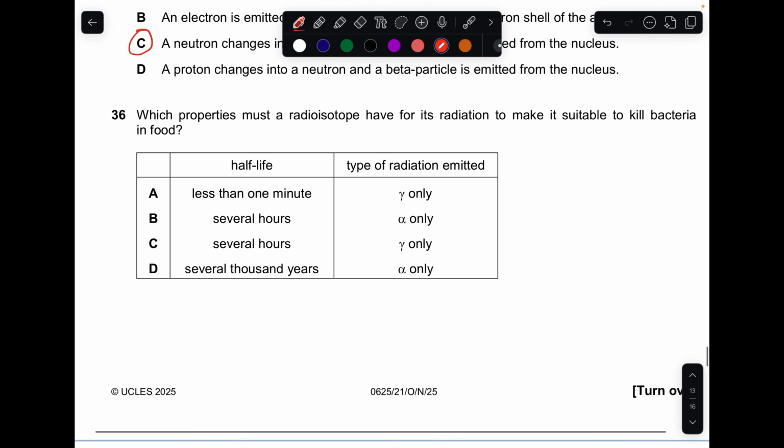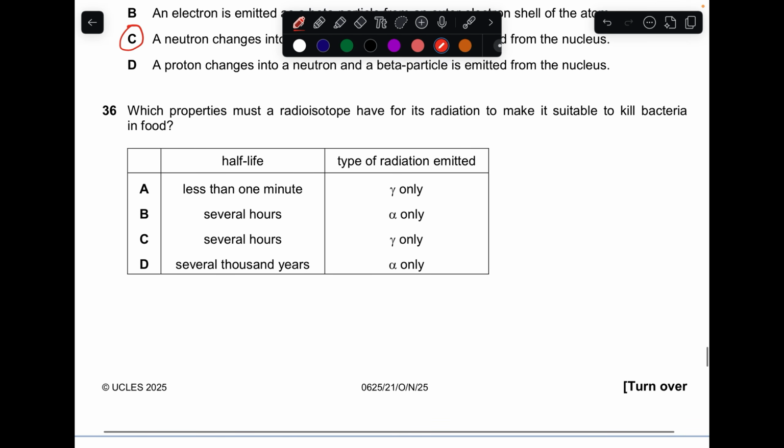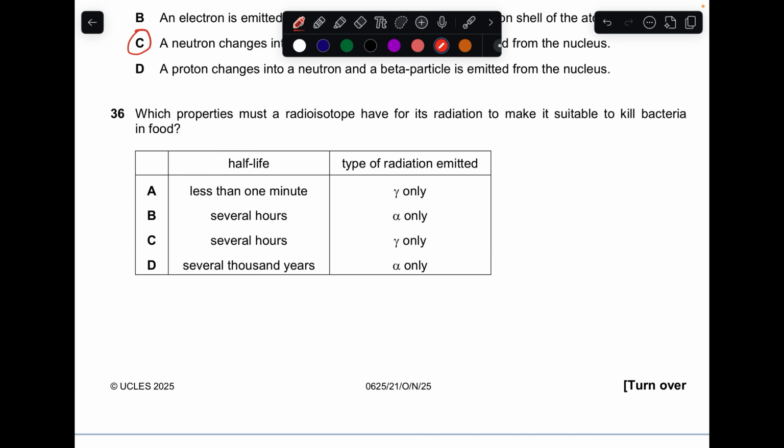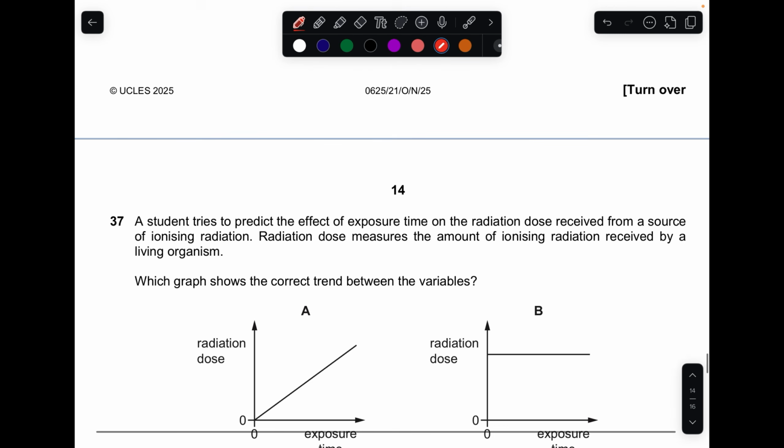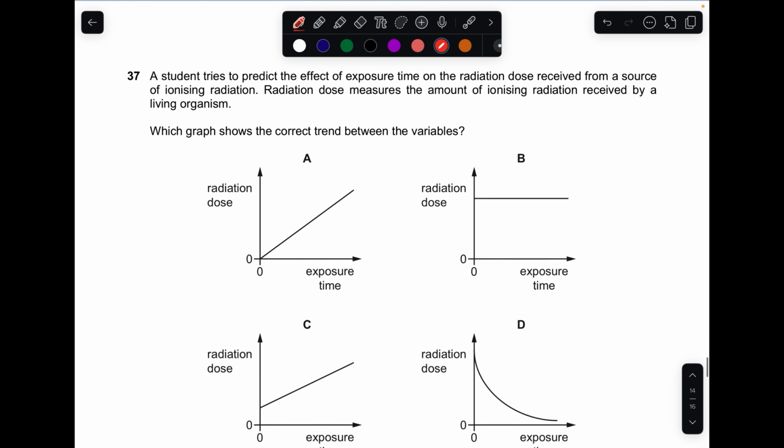Question 36. Which properties must a radioactive isotope have for its radiation to make it suitable to kill bacteria in foods? Okay, so to kill bacteria in food, they should be more penetrating. So gamma is suitable. Okay, so A and C you have to choose, and its half-life should be several hours, not minutes, because minutes is too little to kill them. It is several hours.